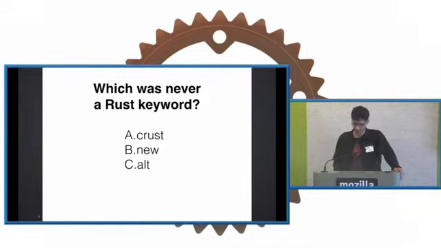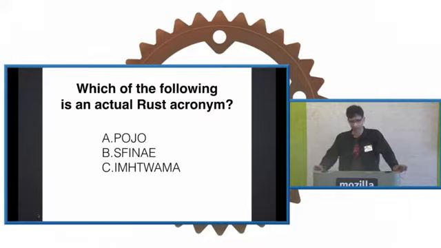I'm not sure which. So the next, the hardest of all. Which of the following is an actual Rust acronym? You may know we have a predilection for acronyms. Is it POJO, Svine, or Imhetwama?